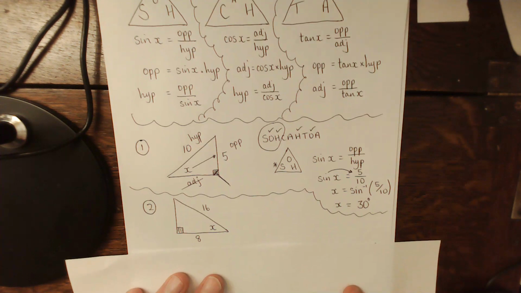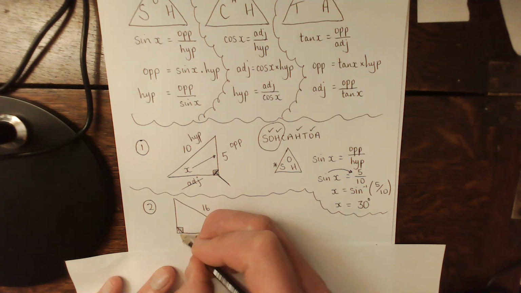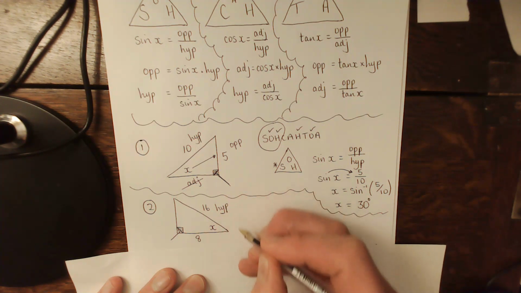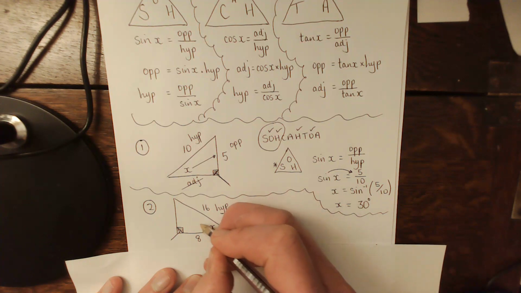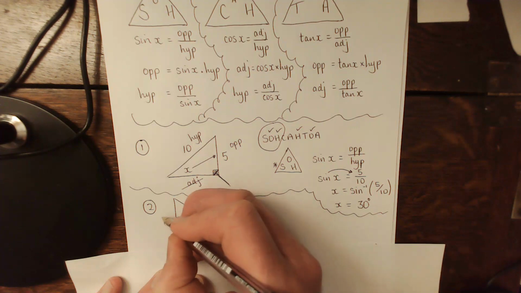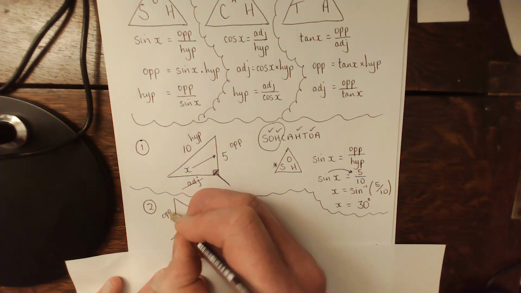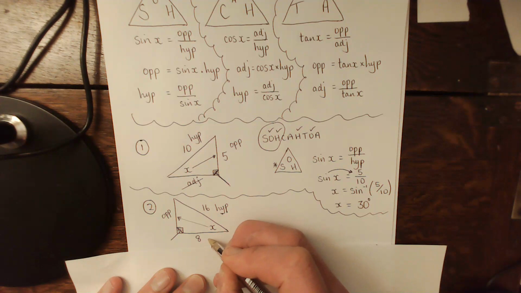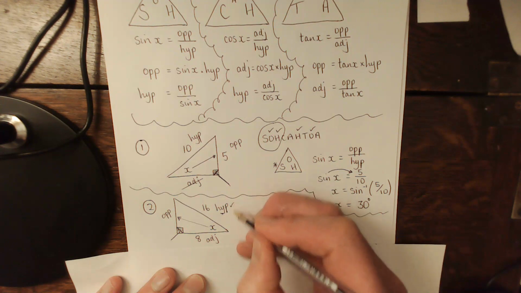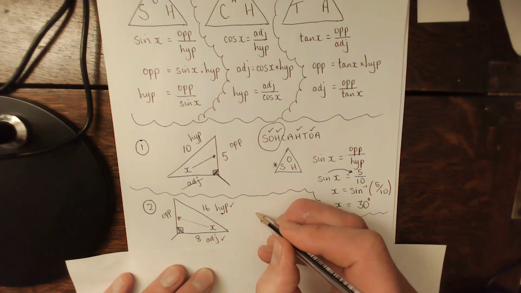Question 2. I label my sides first. What have I got? The right angle points at the hypotenuse. What's opposite the angle that I'm trying to work out? It's my opposite side. And what's beside the angle is my adjacent. Which sides do I have? I have opposite and adjacent.